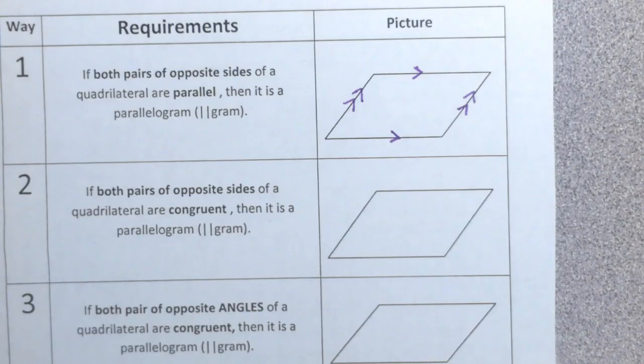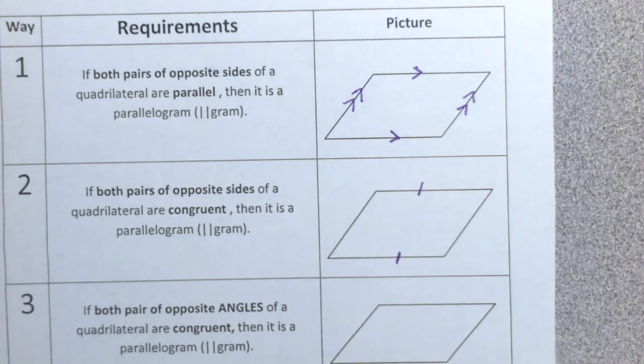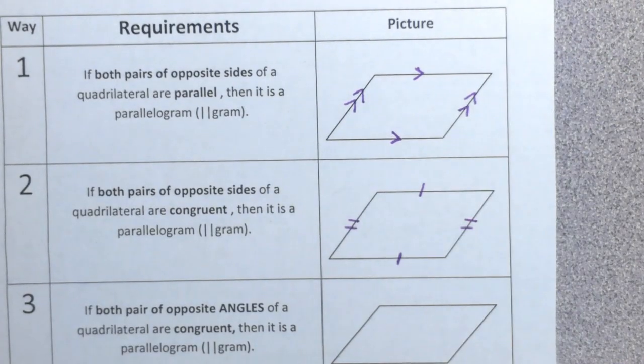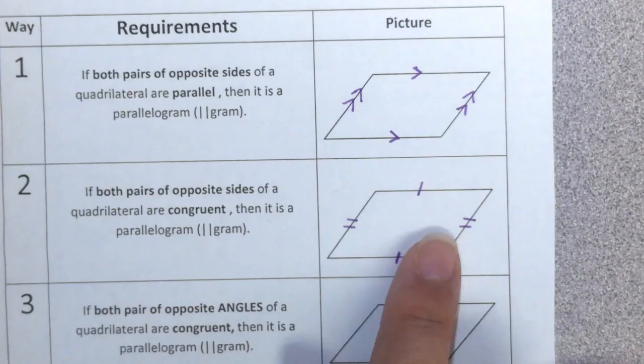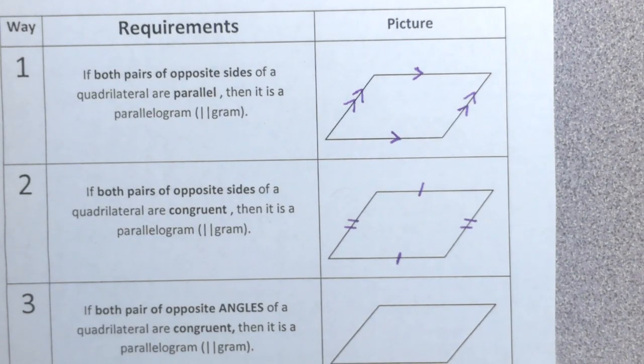If both pairs of opposite sides are congruent, meaning if this side is the same as this side, and this side is the same as this side, it's a parallelogram. Now, y'all, what other shape has both pairs of opposite sides congruent? A rectangle. So last period I had somebody tell me, well, Miss Olivares, that's a rectangle. Hey, guess what a rectangle is? A rectangle is a parallelogram.